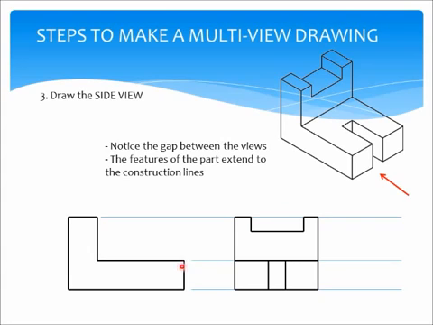And also the features of the part extend to the construction line. This is the top of the bottom surface, and you can see that this square right here only goes up to the top because that's where it is. That construction line lines up that face with the side view. Do you see that? Same thing with the top. It doesn't go past the top or below it because it is the top. This is the top, and it goes up to that top line.